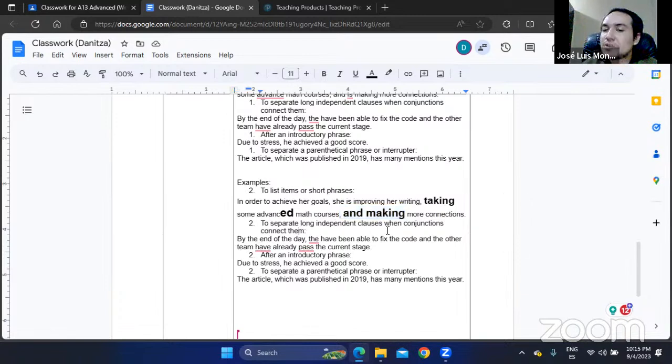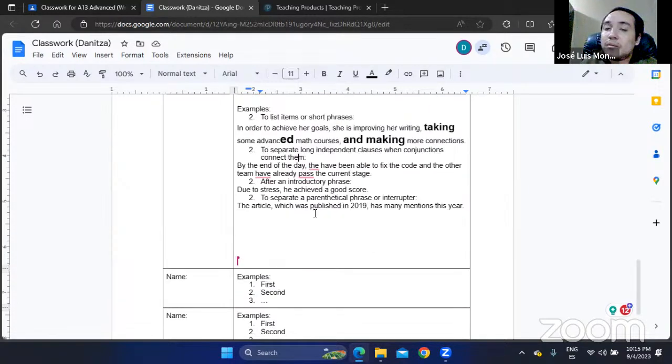Then, to separate clauses with coordinating conjunctions, right? So by the end of the day, this is another introductory phrase. So this has to be the same color as in order to achieve her goals and due to the stress. This is something more specific than just an introductory phrase, but in this case, it is working as an introductory phrase. So in all these cases, please, only one color. Here the same.